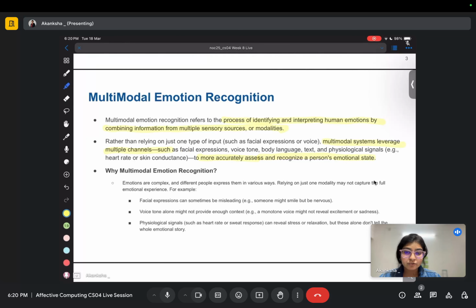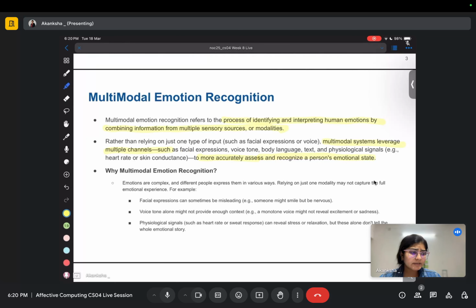So, why multimodal emotion recognition? Why do we actually need it? Emotions are complex, and people express them in different ways. It's not always the case that if I'm smiling, I'm happy. I might be faking the smile. You can sense the sadness in my voice maybe, but not in my expressions. So if I use only my facial expressions, it is not that reliable. We want to combine information from the voice as well, let's say in my case.